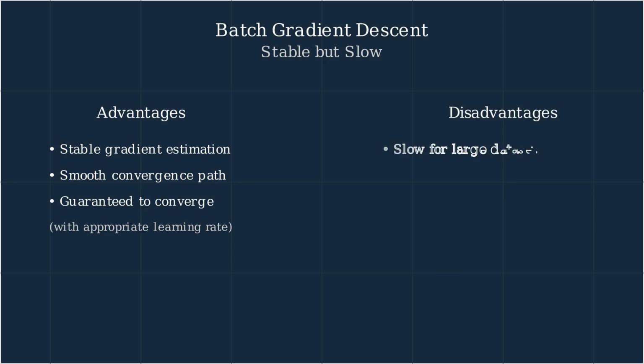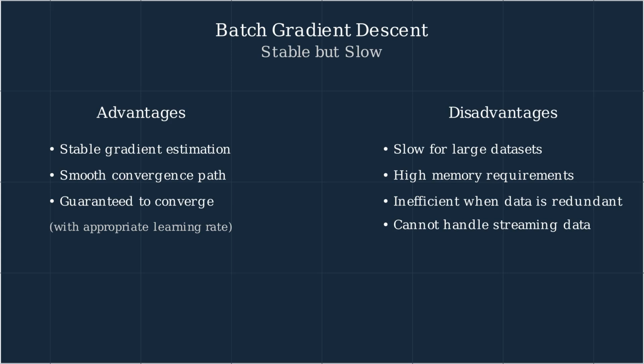However, it comes with significant disadvantages. It's notably slow for large datasets, as it requires calculating gradients across all examples before each update. It also has high memory requirements and can't efficiently handle streaming data.